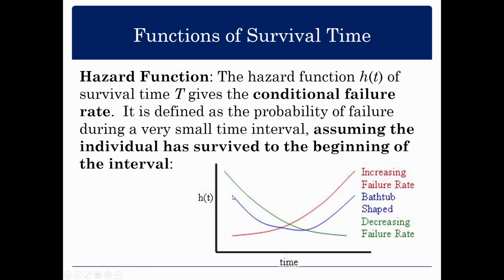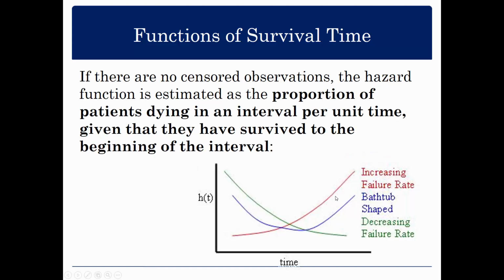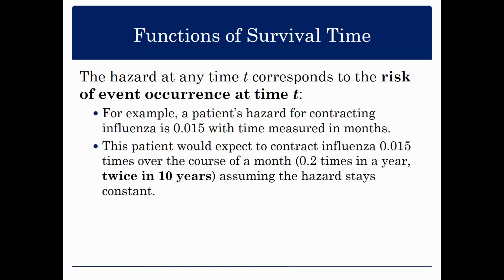Another interesting shape that we often see in hazards is what's called the bathtub shape, which you kind of have a mixture of two populations here. Individuals who are at risk early and individuals who are at risk late. So individuals are either dying early, their risk of death decreases, but then at some point starts to increase again. That's the bathtub shape. You often don't see the hazard plotted out like this, but it is describing the instantaneous risk of the event occurring.